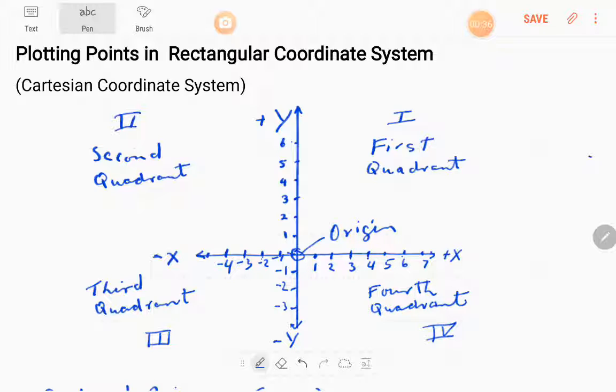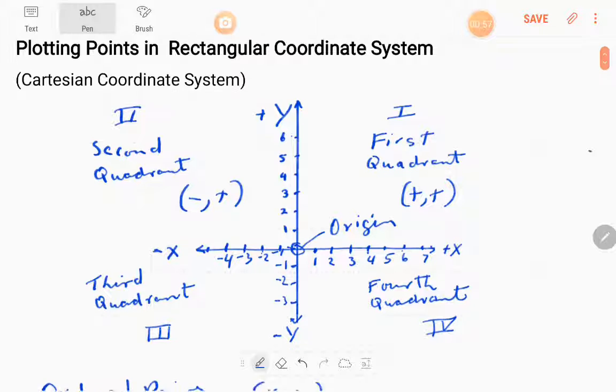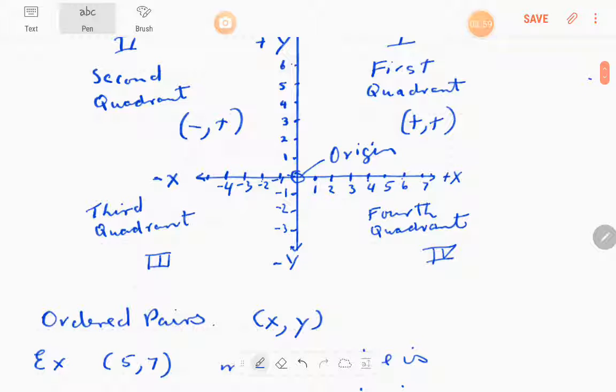Now in this quadrant, both the x values and the y values are positive. So in the second quadrant, the x values are negative and the y values are positive. And in the third quadrant, both the x values and the y values are negative. And in the fourth quadrant, the x values are positive and the y values are negative.